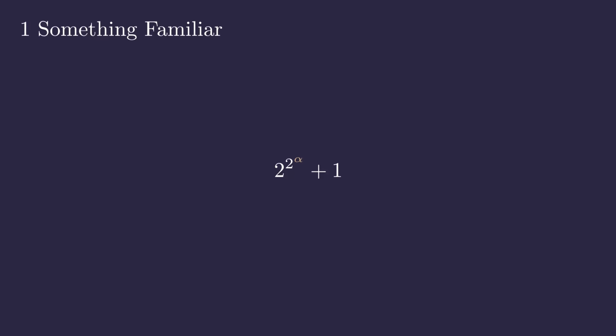Let's start with something familiar. Consider a prime of the form 2^h + 1. In 1640, Pierre de Fermat proved that all primes of this form, other than 2, must have h as a power of 2. One proof of this fact goes like this.